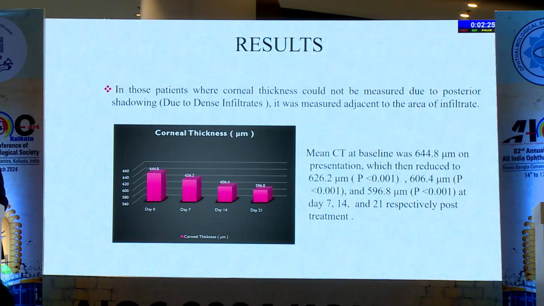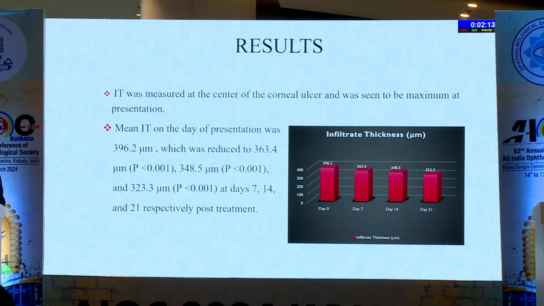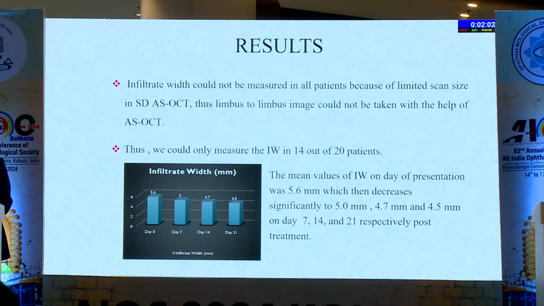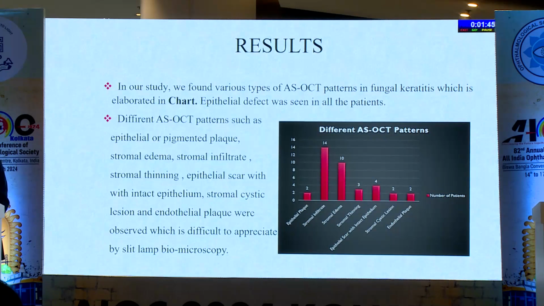Corneal thickness at baseline was 644.8 micron at presentation, which then subsequently reduced to 596.8 at day 21. Infiltrate thickness on the day of presentation was 396.2 micron, which then reduced to 323.3 on day 21. Infiltrate width could not be measured in all the patients because of the limited scan size in standard spectral domain ASOCT. Thus, a limbus to limbus image could not be taken with the help of ASOCT. The mean infiltrate width on the day of presentation was 5.6, which decreased to 4.5 on day 21.